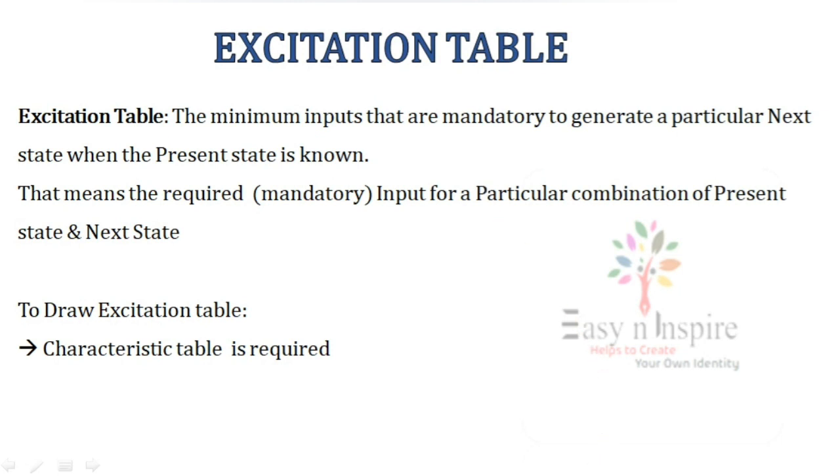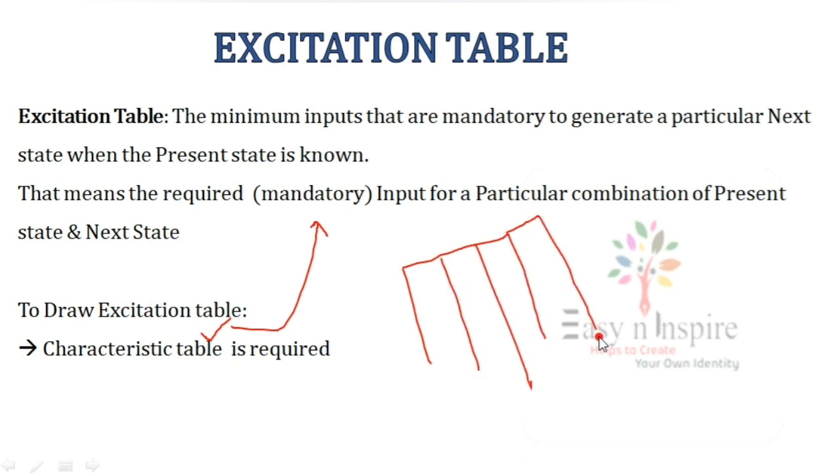Excitation table. Listen carefully. Truth table and characteristic table are different. Similarly, the excitation table is different from the characteristic table. The characteristic table is required to design the excitation table. So here I am going to mention what an excitation table is. The excitation table is also tabular data in which, listen carefully, present state Q of T and next state Q of T plus 1 are given. We need to represent the inputs for each combination of present state and next state. You will learn all this in the next slide.